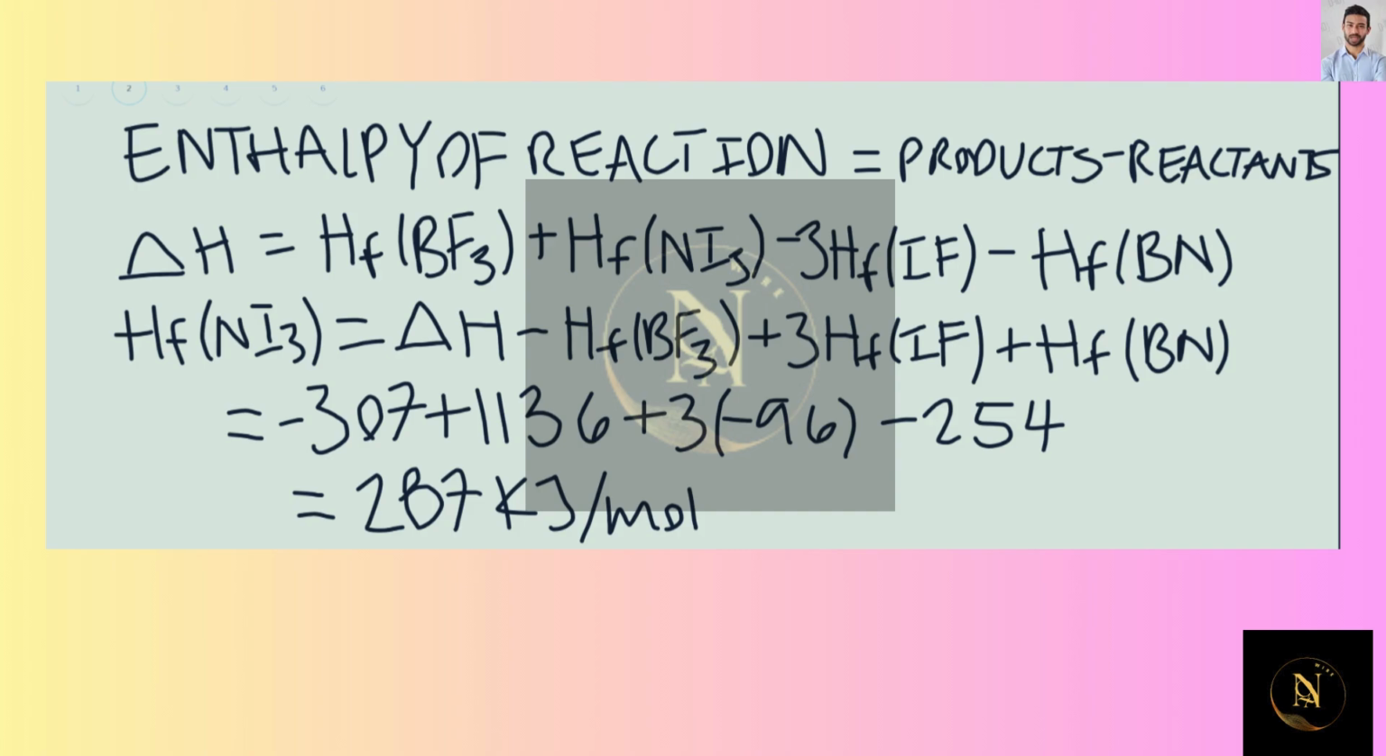So the equation we end up with is delta H minus HF of BF3 plus 3HF of IF plus HF of BN. And then once we plug everything in, this evaluates to 287 kilojoules per mole. So that's the enthalpy of formation for NI3.